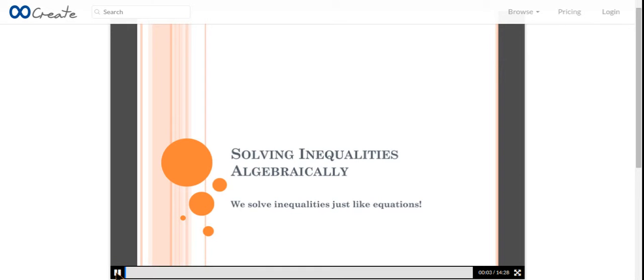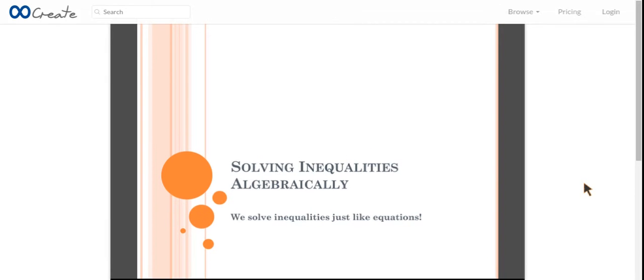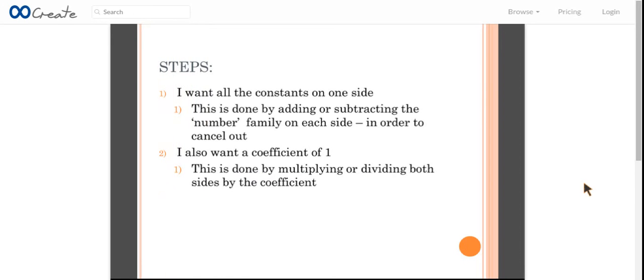Alright, so tonight's video is about solving inequalities algebraically, basically doing things mathematically and not with pictures. The things I need to remember is I want all the constants on one side, so all of those numbers. Like if I just have a +5 or a -7, I want to get all those on one side. And I can do that by adding or subtracting that number from each side to cancel them out.